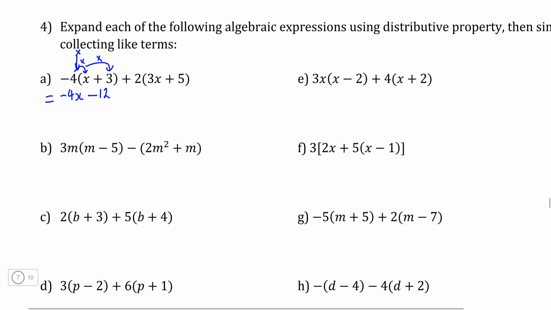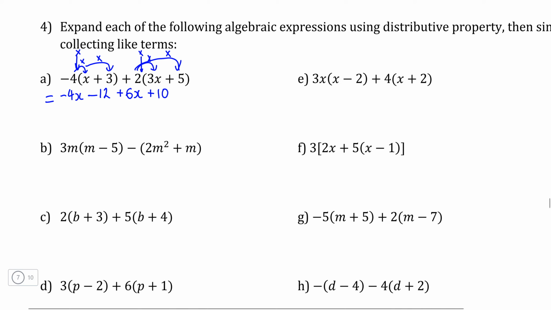For the next half of this question, again, there's an invisible positive sign next to the 2, because the 2 is immediately next to this bracket here, and we're multiplying 2 both by 3x and by 5. So let's go ahead and do that. +2 times 3x would be +6x, and then 2 times 5 would be +10, again, since both numbers are positive numbers.